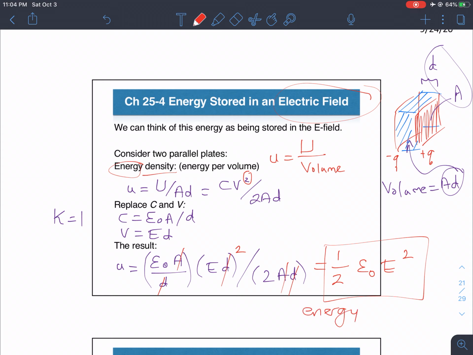So you can see that it depends on the electric field. That's why we say energy is stored in the electric field, and this is the energy per volume, and it only depends on the electric field.